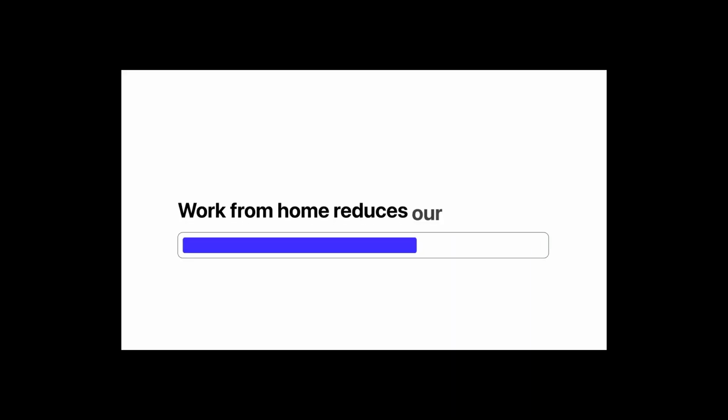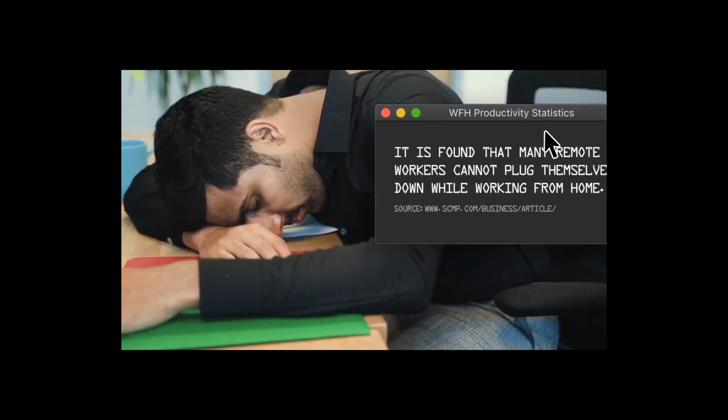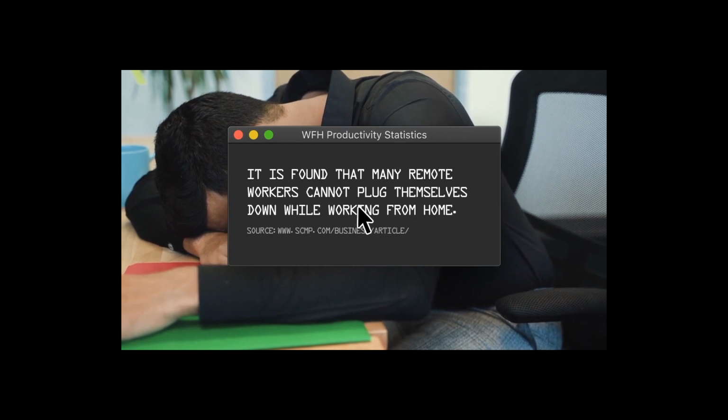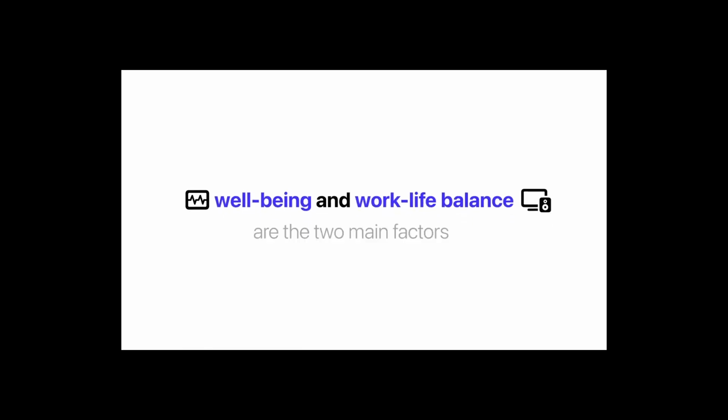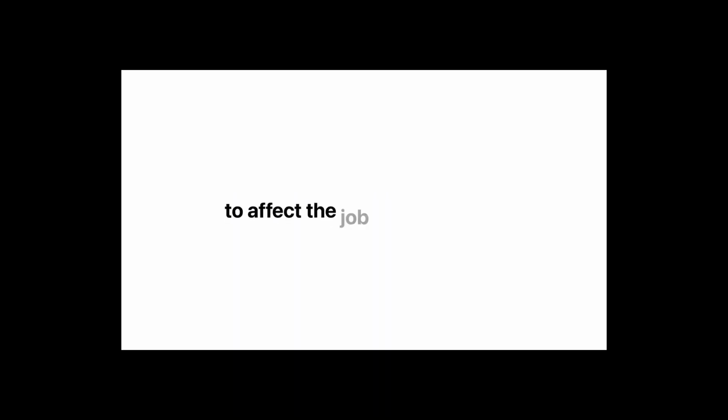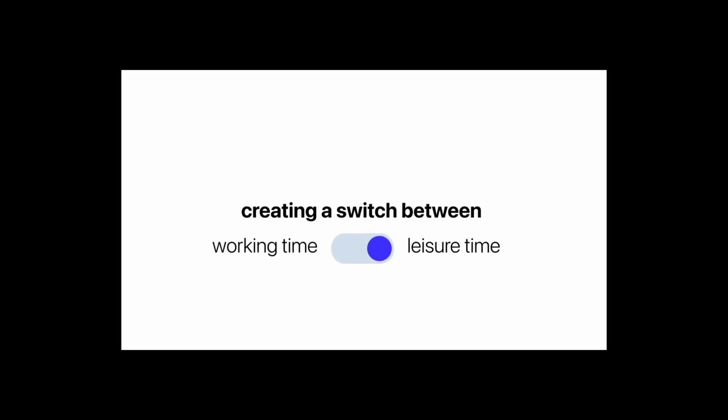Work from home reduces our travel time, but increases our working time. It is found that many remote workers cannot unplug themselves while working from home. Not having a regular working and resting time makes the working hours longer and longer. Long working hours seem great. Actually, well-being and work-life balance are the two main factors that affect job effectiveness. So creating a switch between working and leisure time is vital to remote workers.